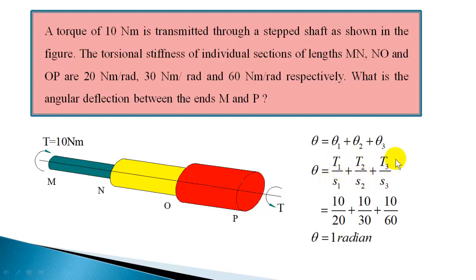Now the torques T1, T2, T3 are the same, 10 Newton meter, and the stiffness are given for the 3 sections. So you will get 10 by 20 plus 10 by 30 plus 10 by 60. Now this is half, this is 1 by 3 and this is 1 by 6. 1 by 3 plus 1 by 6 will make it half. So this part is half, half plus half gives you 1 radian. So the total angular twist undergone by this shaft is 1 radian.